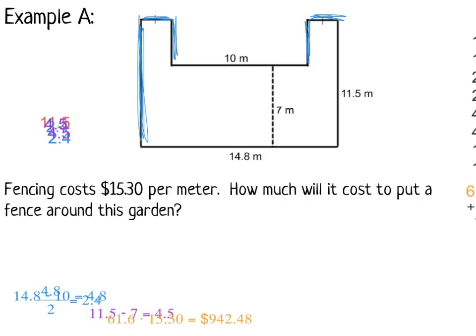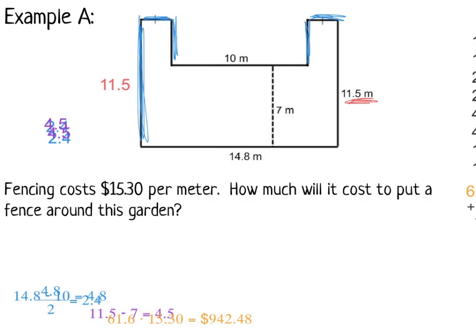So some of them are real easy. For example, I've got 11.5 over here, and that's on one side. If this is equal, which it appears it is, then I know that 11.5 is going to be the same on the other side. So that's easy enough.